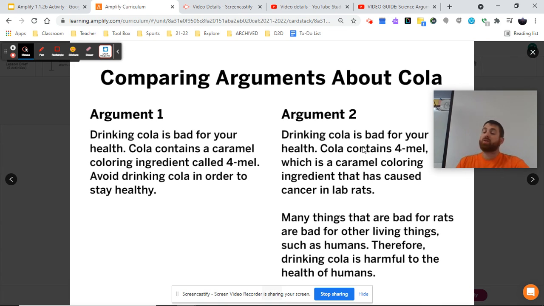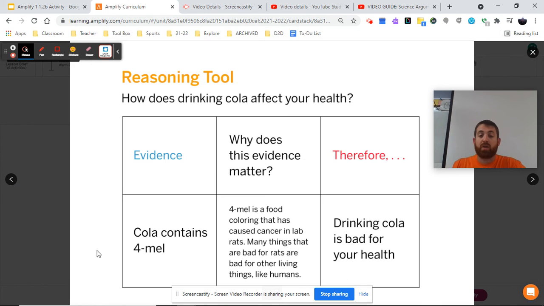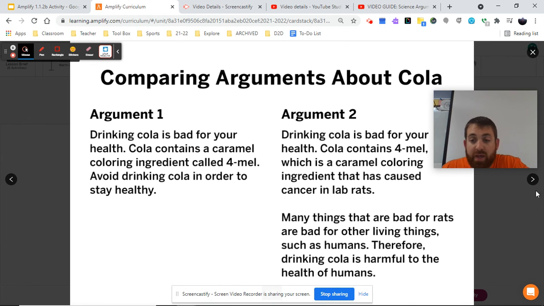So, whenever we construct a scientific argument, we're not only going to use this reasoning tool to help us do that, but we're going to begin to move towards creating arguments like argument number 2.